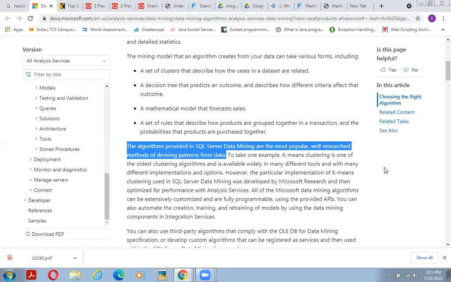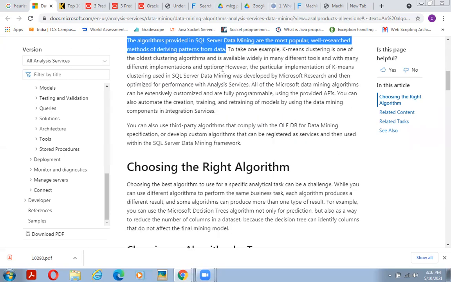K-means clustering is one of the oldest clustering algorithms and is available widely in many different tools, with many different implementations and options. However, the particular implementation of K-means clustering used in SQL Server data mining was developed by Microsoft Research. So we have many different types of clustering algorithms, but K-means clustering was used in SQL Server data mining. Okay, and this was done by the Microsoft Research team, and then optimized for the performance of the Analysis Services. This is how things work.